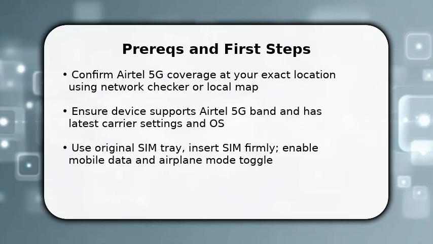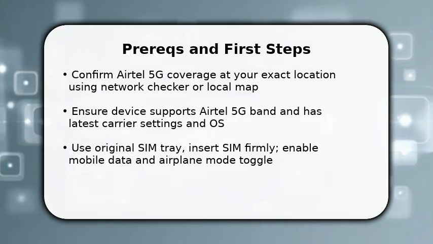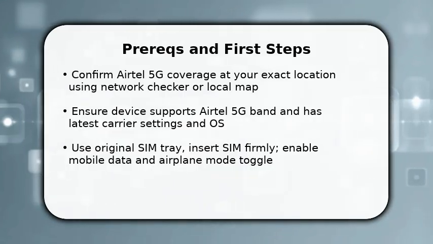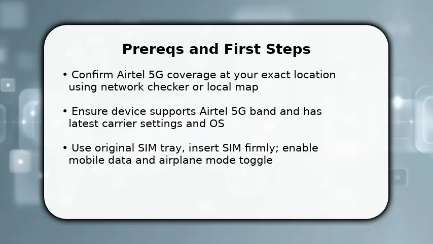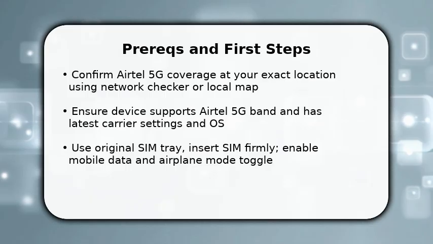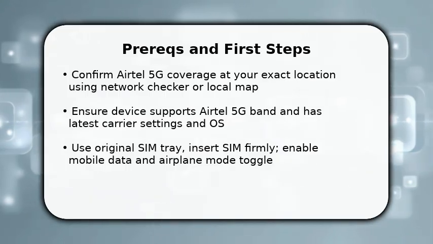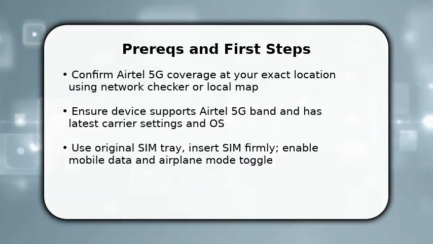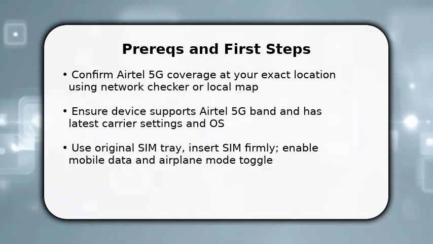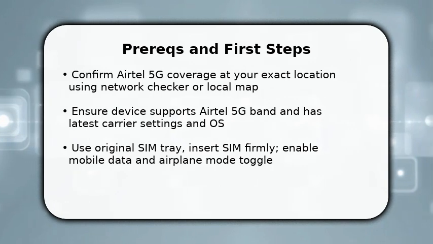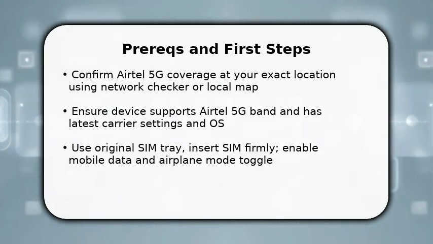Enjoy the video. You start by verifying the essentials. Confirm Airtel actually offers 5G where you are and that your phone supports the required bands. Next, make sure your OS and carrier settings are up to date because outdated profiles block 5G. Physically reseat the SIM in the original tray, then toggle airplane mode on and off to force a fresh network registration. Once done, set preferred network type to 5G in mobile settings and restart the radio by toggling mobile data.